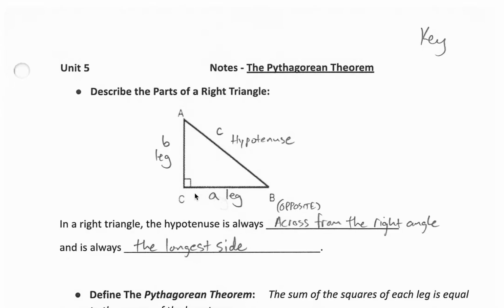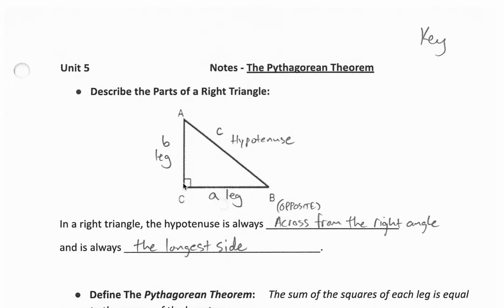One of the legs could be called side A. Side A is always going to be across from angle A. Another side could be called side B, and that would always be across from angle B. If your triangle is not labeled with A, B, and C, then it really doesn't matter which leg is which, as long as you don't label them as the hypotenuse.